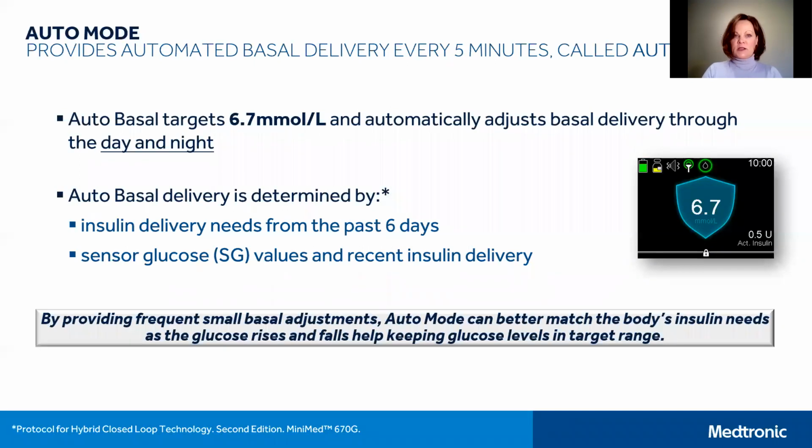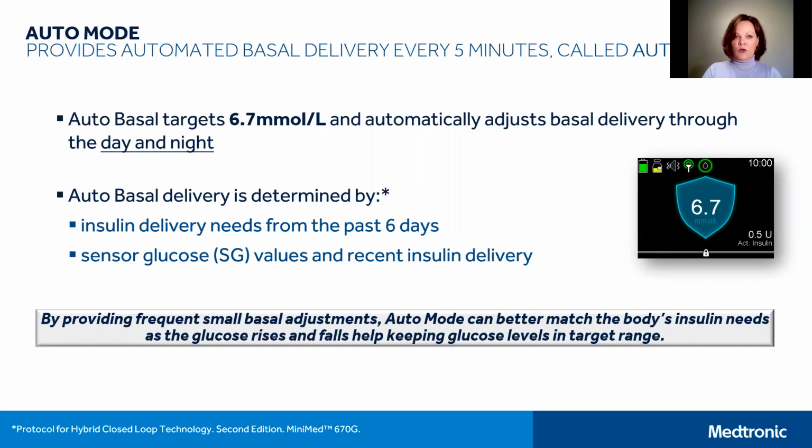Auto basal delivery is determined by your insulin delivery needs for the past 6 days, along with your current sensor glucose values and recent insulin delivery. It provides frequent small adjustments to match your body's insulin needs, which are constantly rising and falling. Having this ability to adapt basal insulin delivery helps keep your glucose levels in the target range.